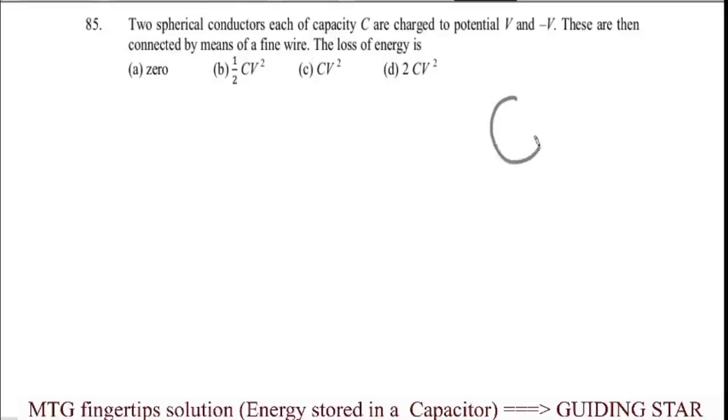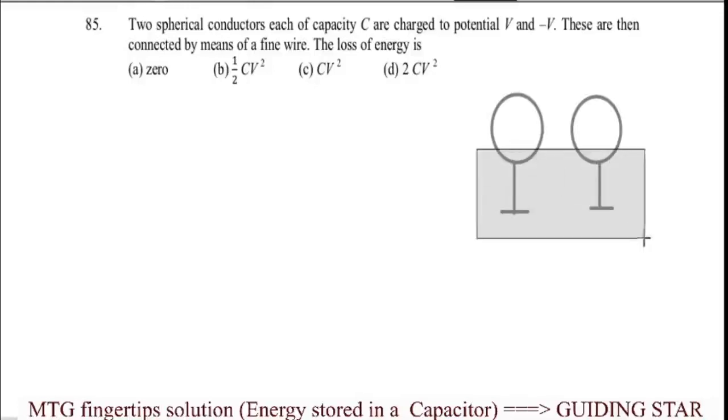Let it be C1 and C2. So these two conductors are like this. These are insulating strands. Clear? So here in this particular case, just remember that these orange colors are insulating strands.